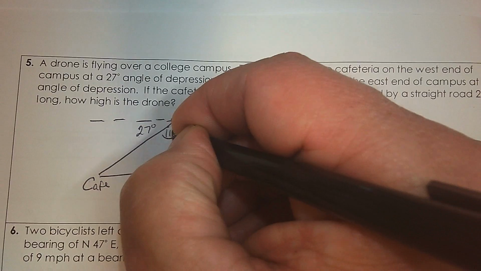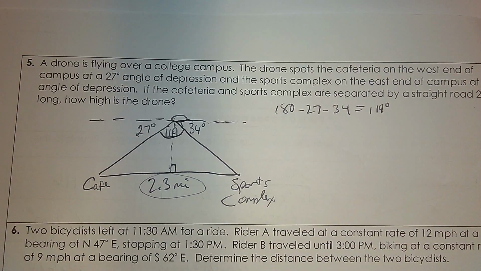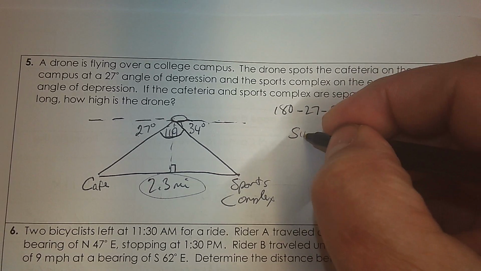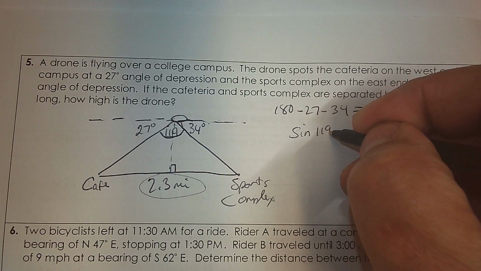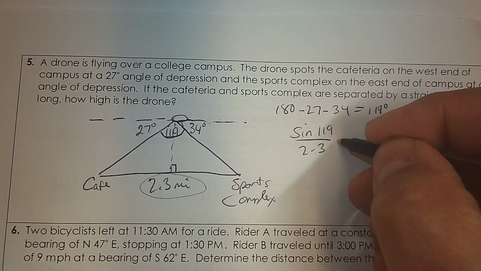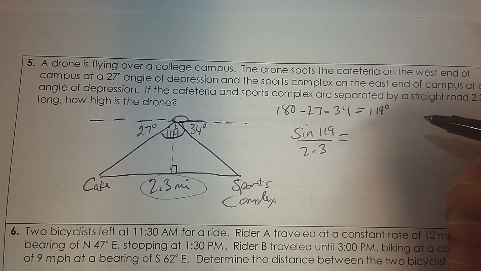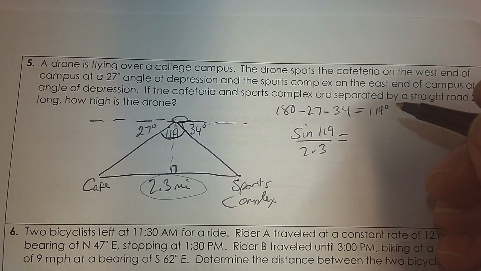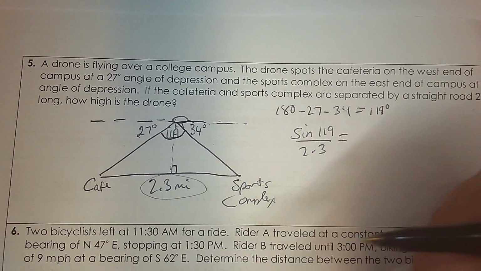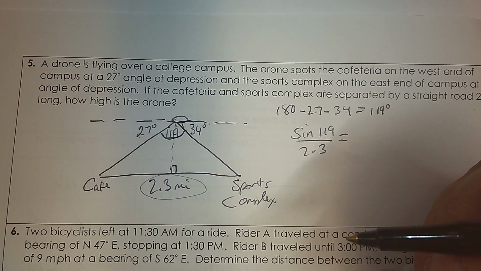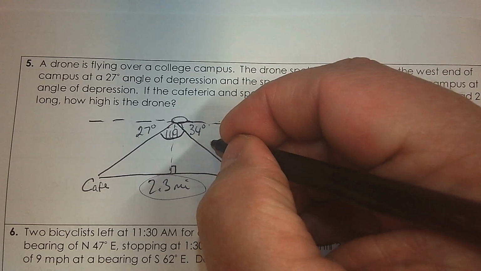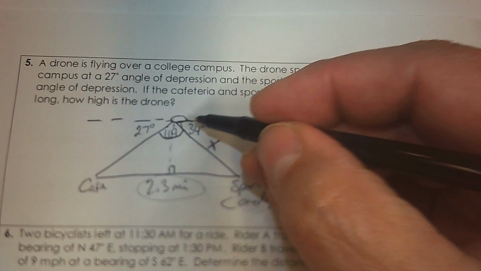That's this whole angle right here, 119. So I'm going to go sine 119 over 2.3, and now I have a choice to make. I can either pick one side or the other side to use from here. So I'm going to make this choice. I'm going to solve for this side. That's the distance from the drone to the sports complex.